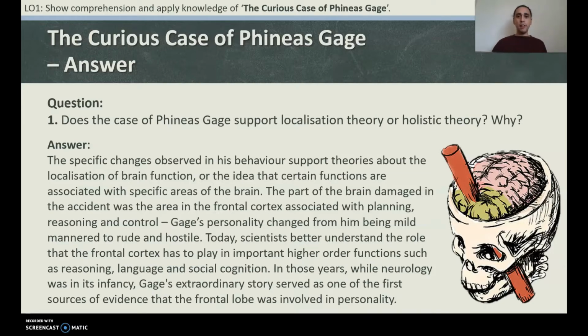This guy survived, Phineas Gage survived, and we found it affected his personality. Therefore, that part of the brain that was affected, the chunk of brain that came out with the rod, that meter-long rod, affected his personality. It wasn't the fact that he'd been hit by this rod that made him more angry. It was an actual physical change in his personality.